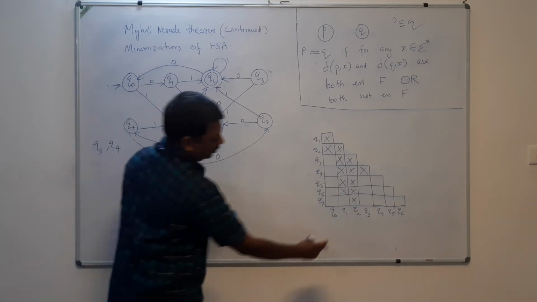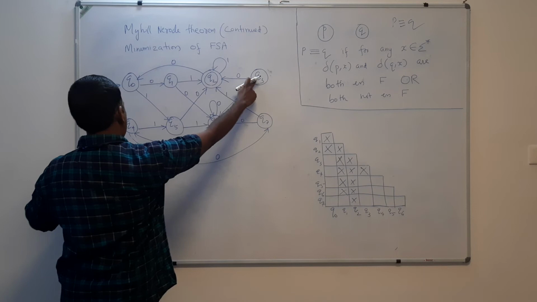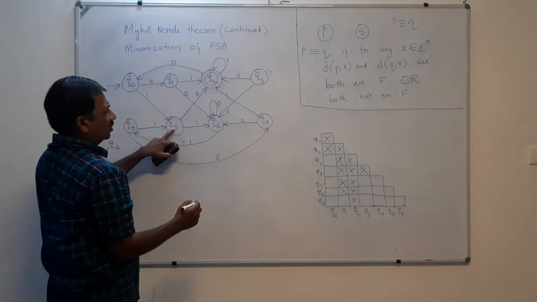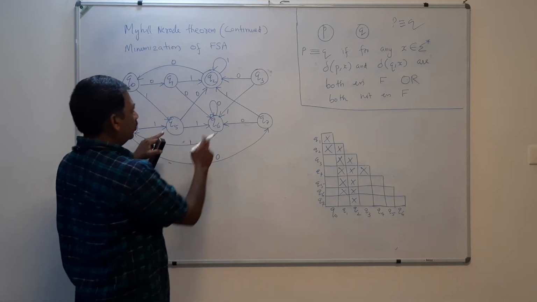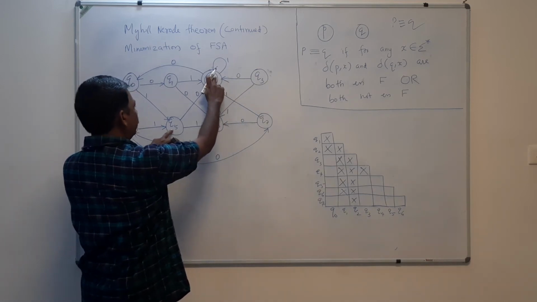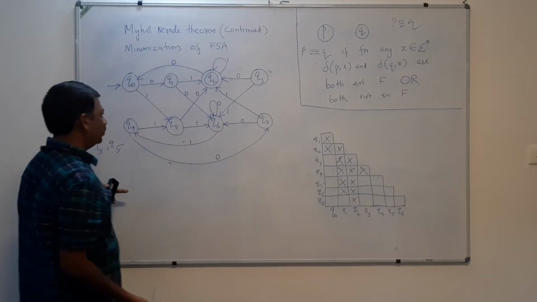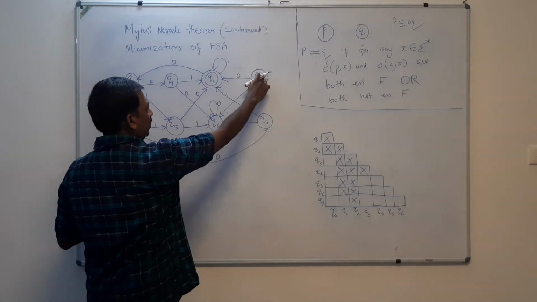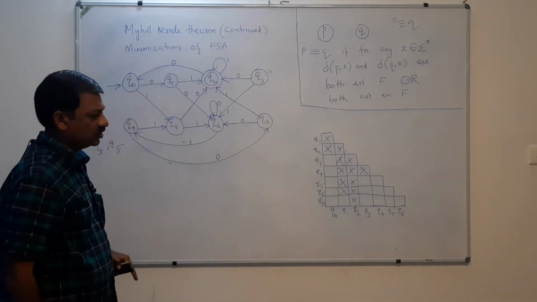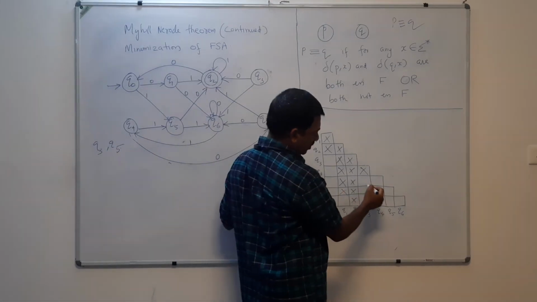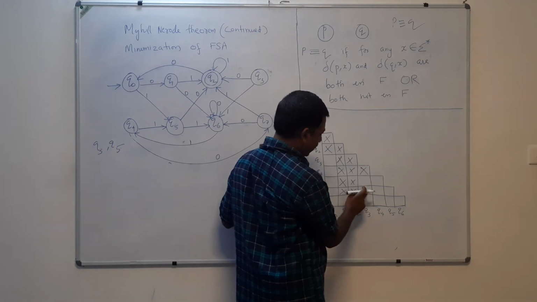What about Q3 and Q5? If you are applying 0, Q3 on 0 it is Q2, Q5 on 0 it is Q2. That means they are not distinguishable. What about the other input 1? Q3 on 1 it is Q6 and Q5 on 1 is again Q6. That means we are not in a position to mark an entry here. So we are moving on to the next one.